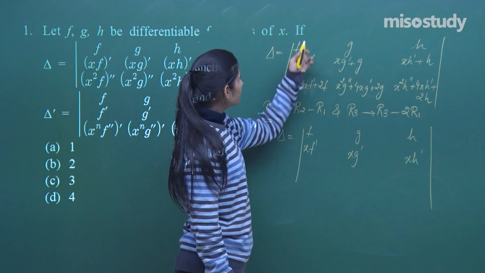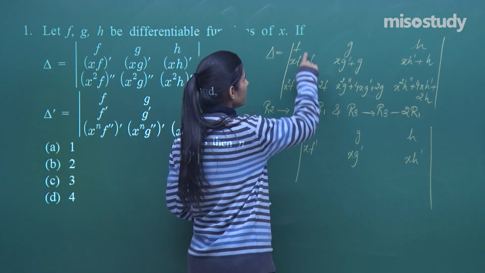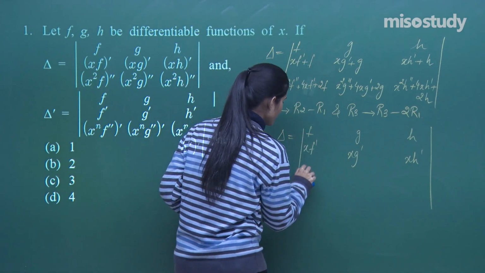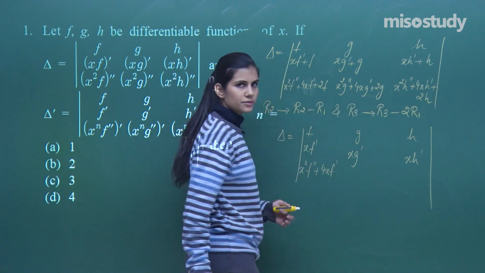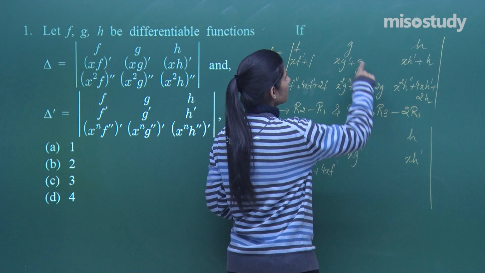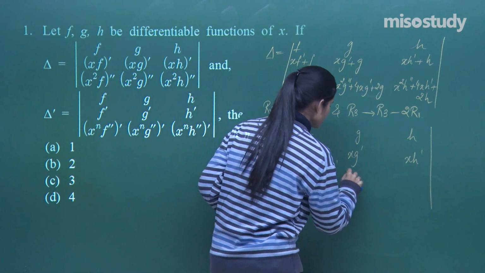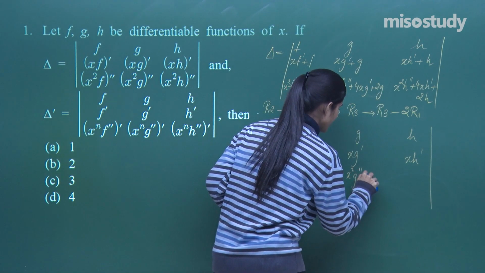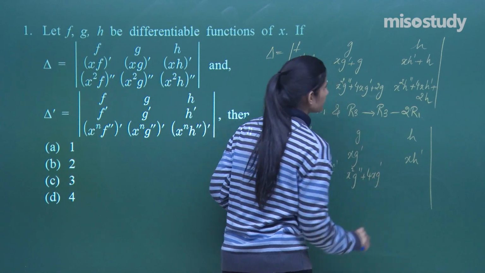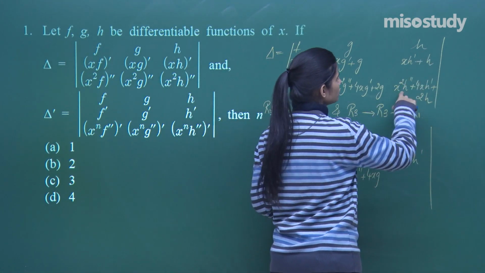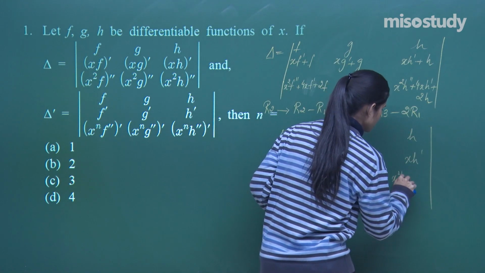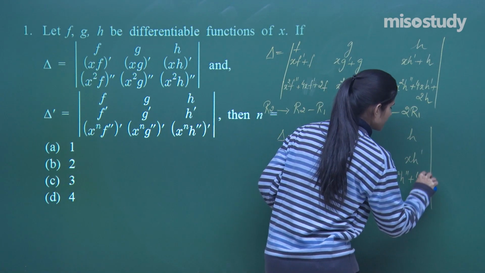Rho 3 goes to rho 3 minus twice of rho 1. So this minus 2F gives you just X square F double dash plus 4X F dash. Similarly, this minus 2G, 2G cancels out, you're left with X square G double dash plus 4X G dash. And this complete thing minus 2H. So 2H goes out, X square H double dash plus 4X H dash.